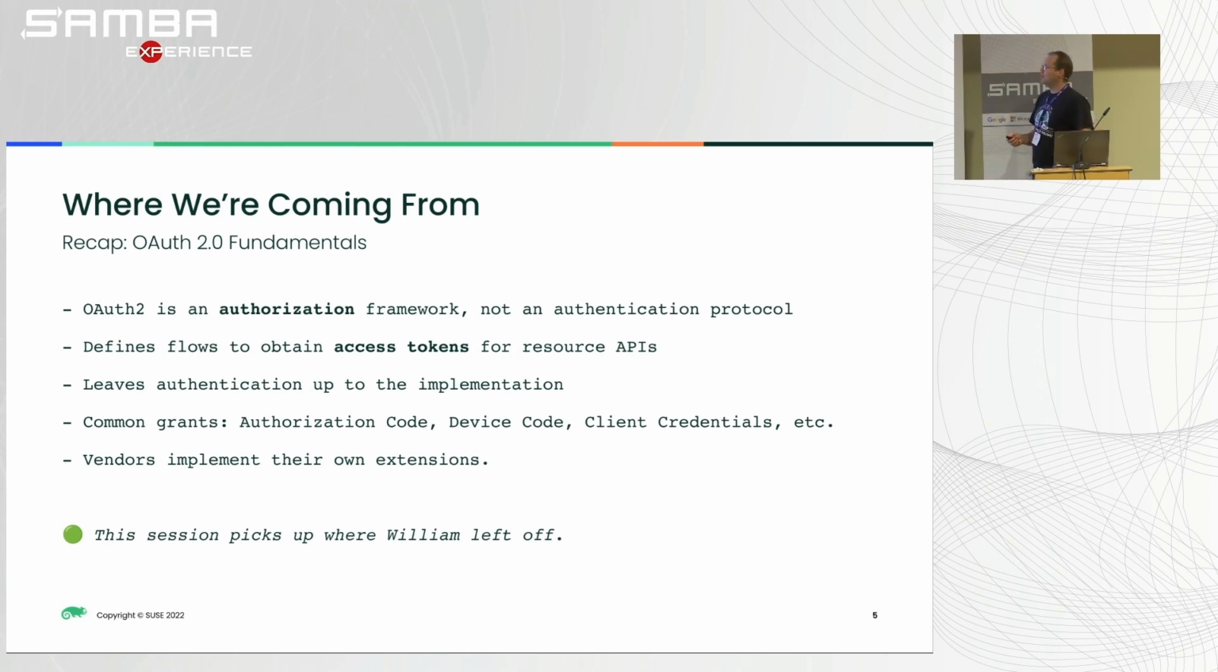OAuth 2 defines flows to obtain access tokens for resource APIs. It leaves authentication up to the implementation. The common grants, or as William pointed out, the safe grants to use are authorization code, device code, and client credentials. And then vendors tend to implement lots of their own extensions. Microsoft supports many other grant types, but most of them are not really safe to use. So this session is to pick up where William left off.